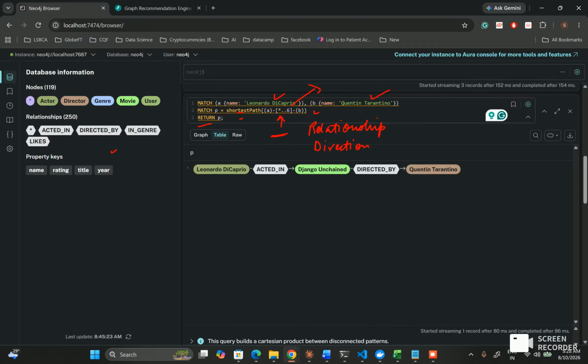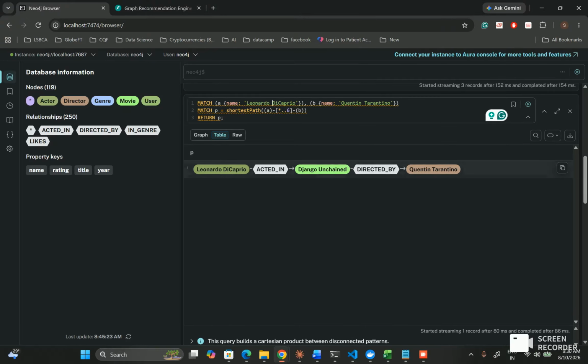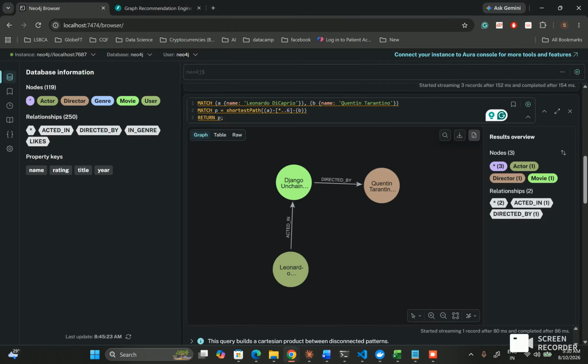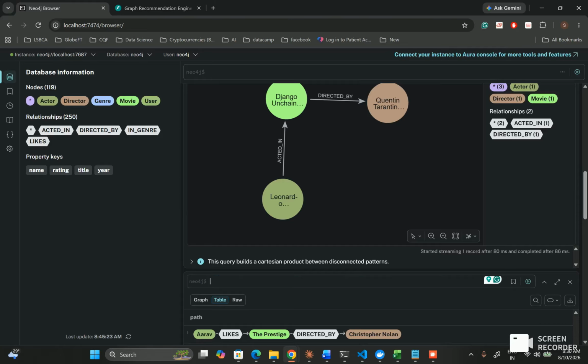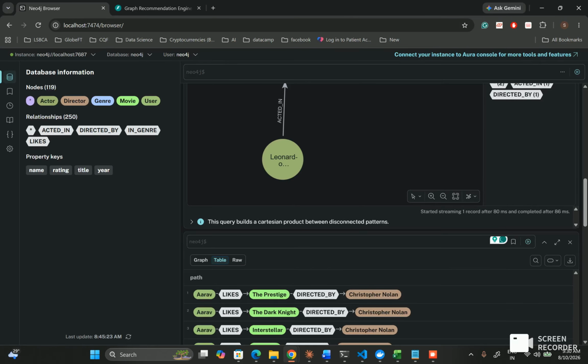And this is the result. Two hops, through Django Unchained, the one movie that bridges Leonardo and Tarantino. This one has an obvious connection. But here's another case where there isn't a connection at all.